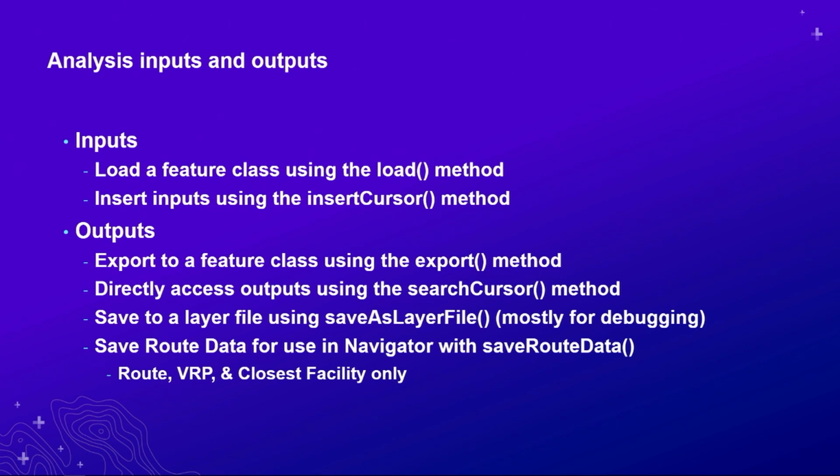If you want to debug problems with your analysis in the map, you can use save as layer file, and then add the layer to the map in ArcGIS Pro. If you want to create a zip file containing route data suitable for use in Navigator, you can use the save route data method.